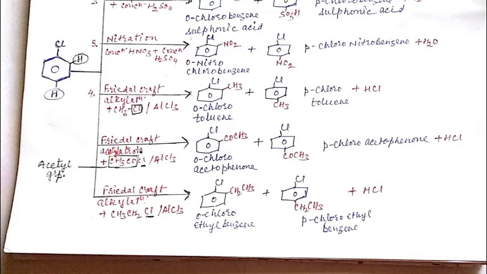Now second is Friedel-Crafts acylation. Friedel-Crafts acylation, when aryl halides are treated with acetyl chloride CH3COCl in presence of any Lewis acid AlCl3 and hydrous aluminum chloride, then COCH3 group get introduced at ortho and para position of chlorine. In this way we get orthochloroacetophenone and para-chloroacetophenone. It is ketone. Okay, it contains ketonic group, C double bond O group.